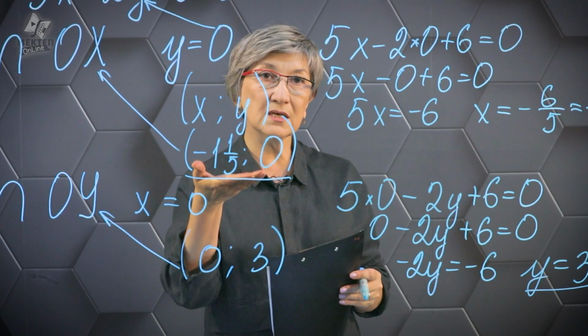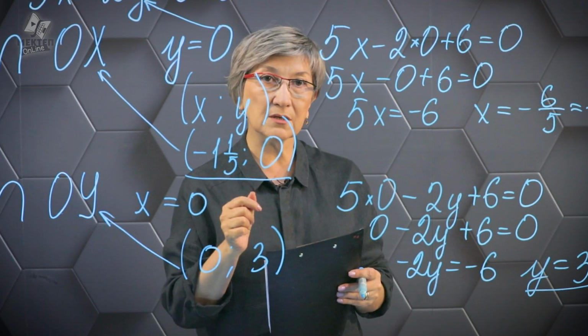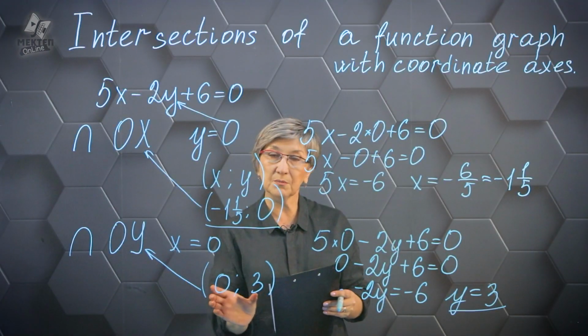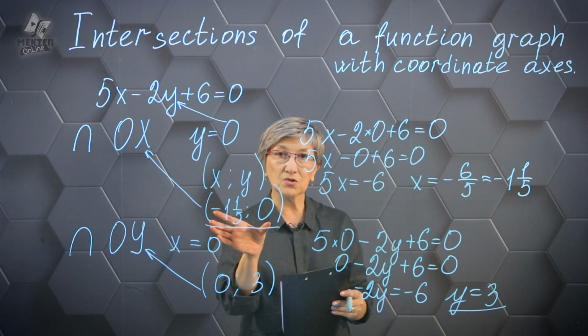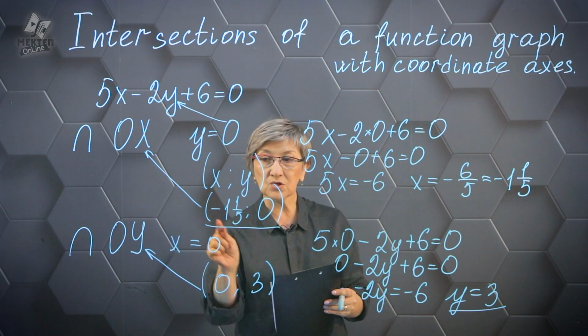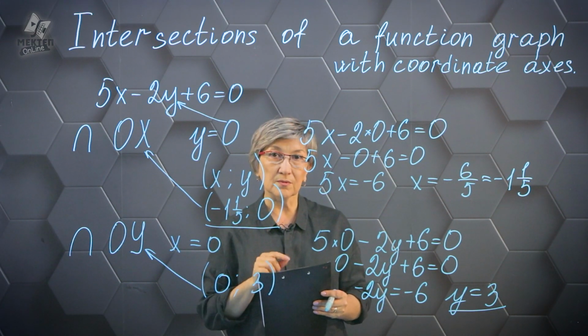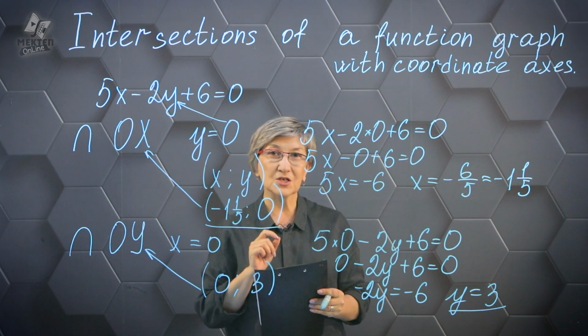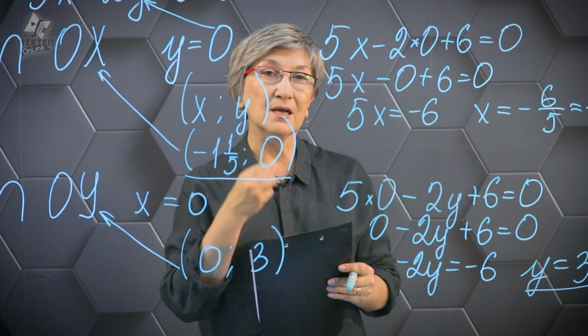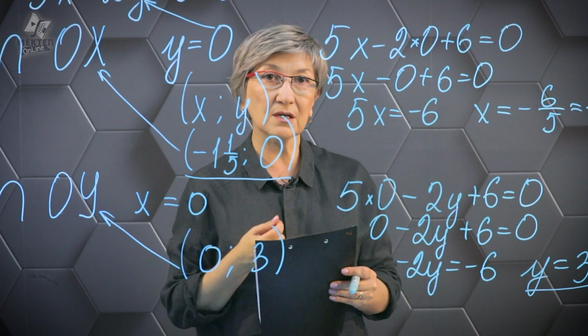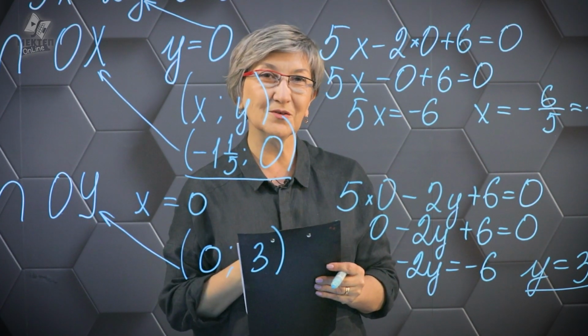As you can see, if we were plotting the graph of this function, it would be easy to determine the intersection point with the y-axis. But with the x-axis, we would need to find the value of the x-coordinate. Therefore, when finding the points of intersection without using a graph, use the algorithm. In one case, y equals 0, and in the other case, x equals 0.